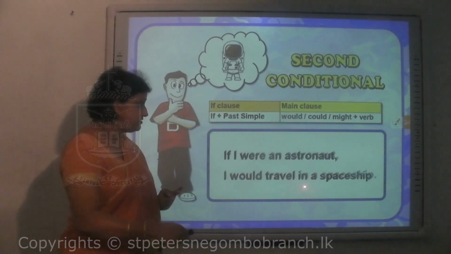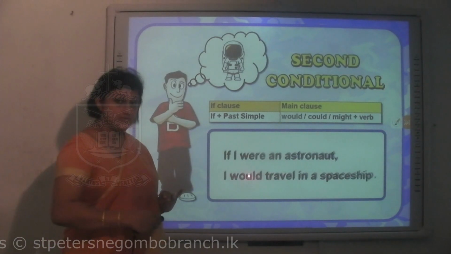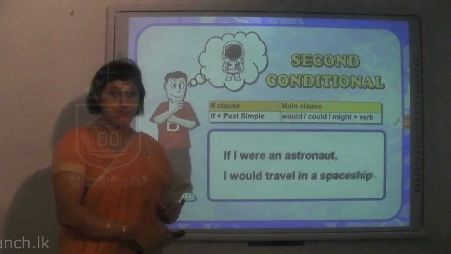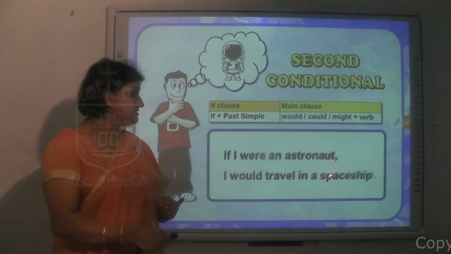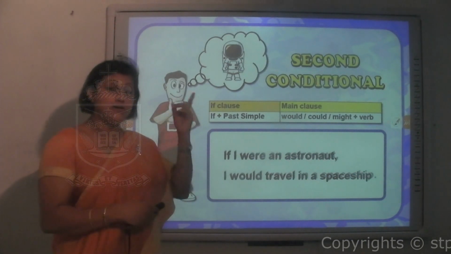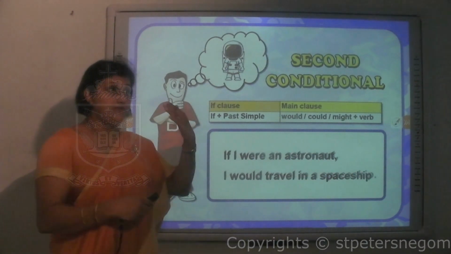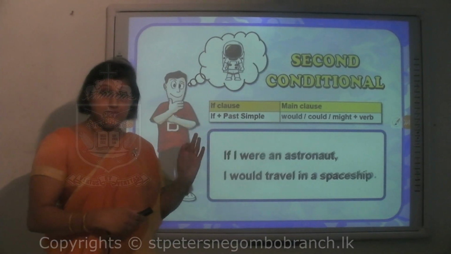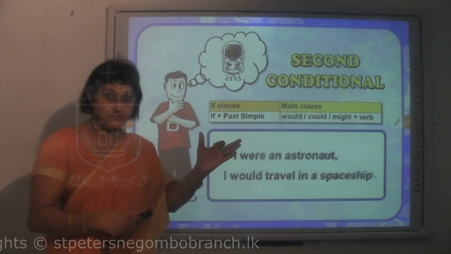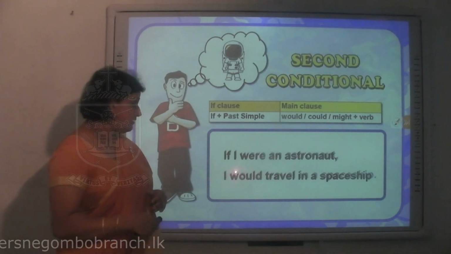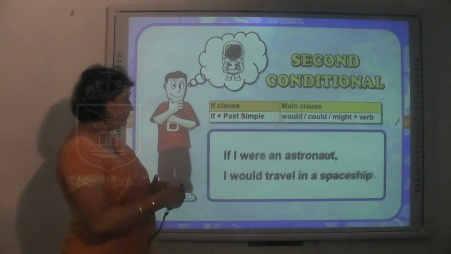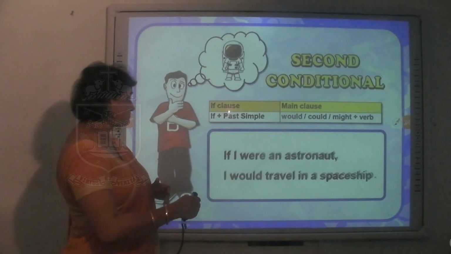And what has happened to the second part, the main clause? I would travel in a spaceship. Earlier in the sentence we said will go, can see, can take, something like that. Simple future, right? And this word has changed. It has become would. So now we'll move on to this structure.